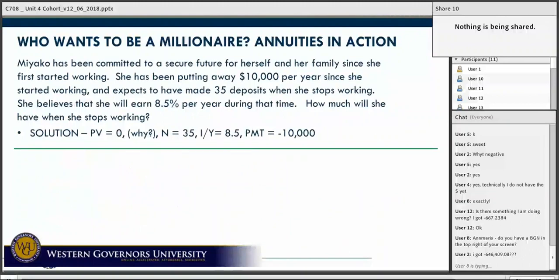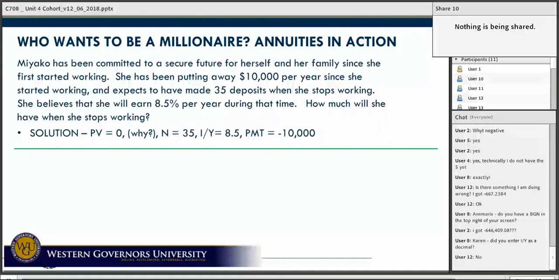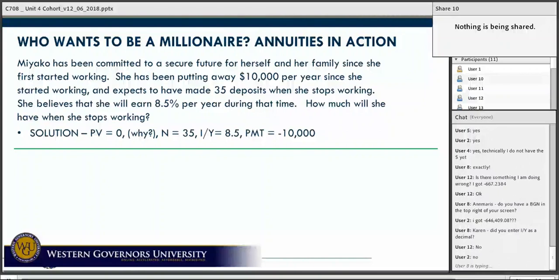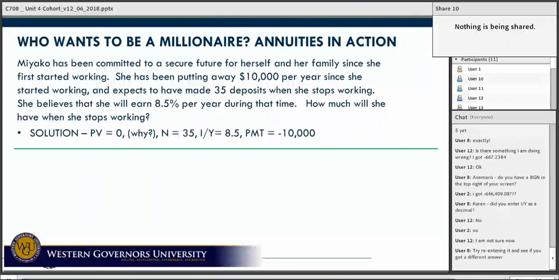So let's look at an annuity calculation. We've got Miyako, and she's been putting away $10,000 a year since she started working, and she'll enter 35 of those $10,000 deposits by the time she stops working. She believes she'll earn 8.5%. 8.5% is the historic return on the S&P 500, considered the market return. So how much will she have when she stops working? Go ahead and enter these numbers now.